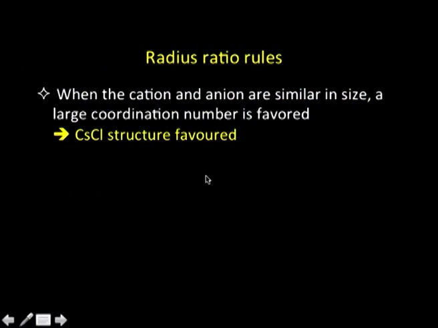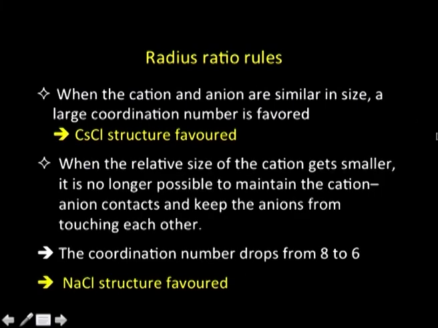Now, that is what we just mentioned here: when the cation and anions are similar in size, a large coordination number is possible, that is favorable. That is what is typically true of the cesium chloride structure, when the 2 ions are of comparable size. But when the relative size of the cation becomes smaller, it is no longer possible to maintain the cation-anion contacts and also keep the anions from touching each other, because that is how things get limited. The coordination number drops from 8 to 6, and in such a case we find that the sodium chloride structure is favored as against the cesium chloride structure.